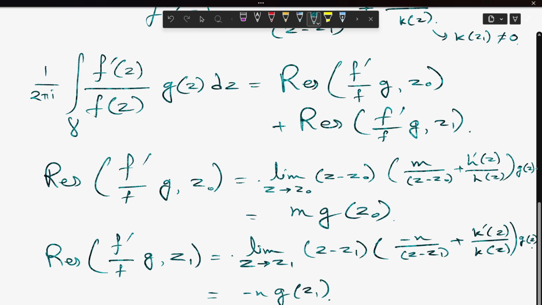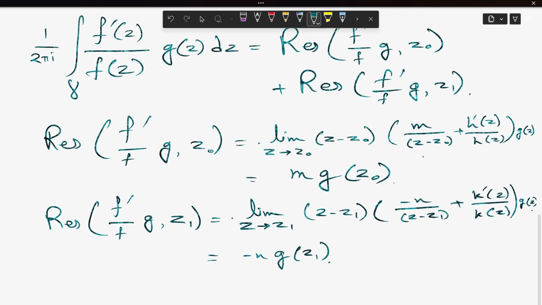So we can easily say that 1 by 2 pi i times the integral of f dash z by f z g z dz is equal to the sum of these residues, and the residues equal, as we can easily see, m into g of z0 minus n into g of z1. Okay, hope you understood, guys. Thank you.